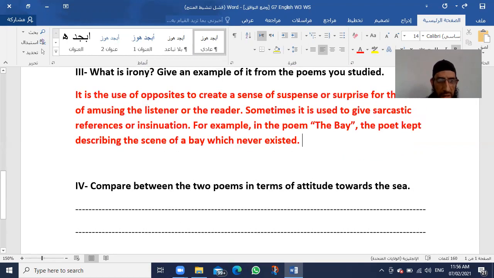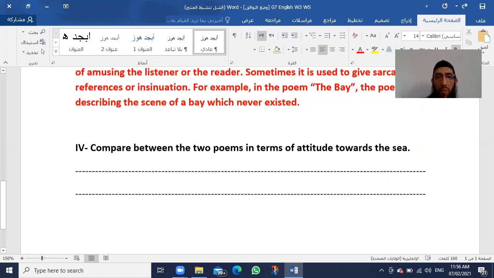Here, number 4, compare between the two poems in terms of attitude towards the sea. We took the poem number 1, which is the sea is a huge dog or similar to a huge dog, and the second is The Bay. What was the difference in attitude between these two poems? Abdullah Bakhit, can you answer this?